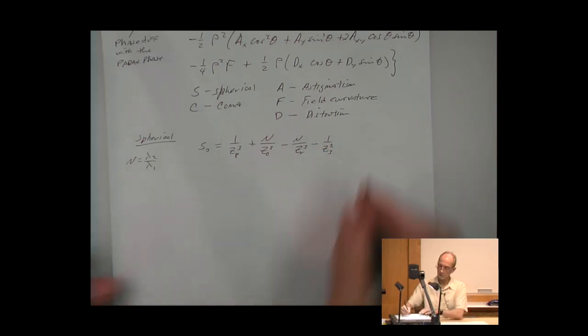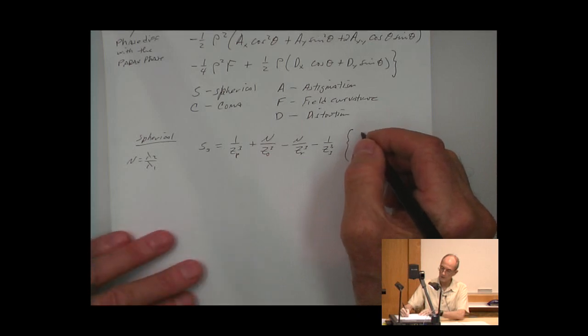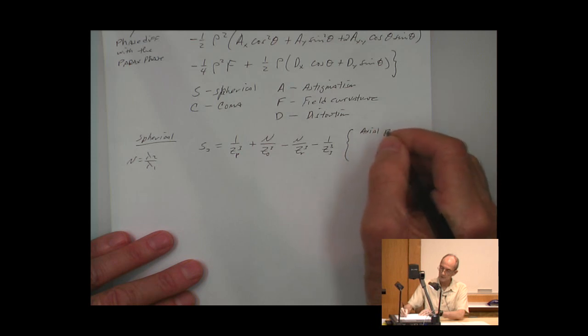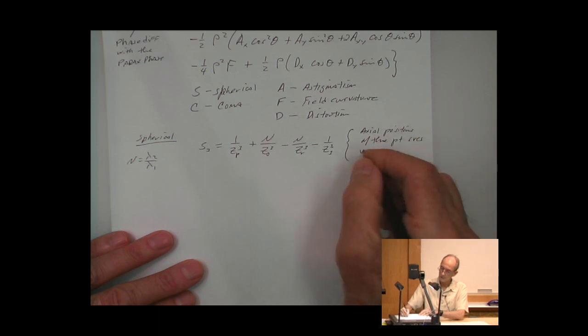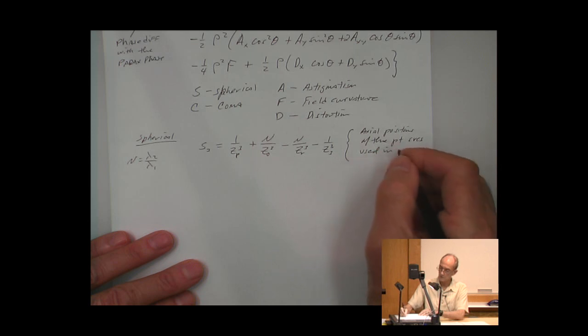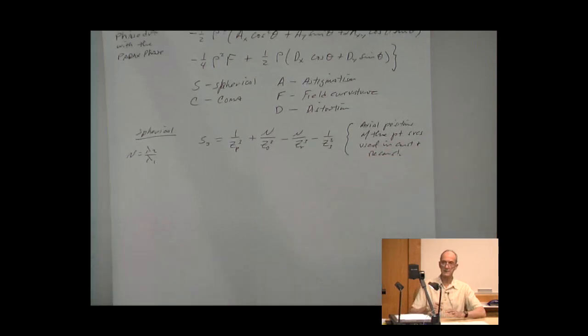Okay, so again, the important thing to notice here is that they only contain the axial positions of the point sources used in construction and reconstruction. So it is in fact a constant. It's a coefficient. It's not a variable.